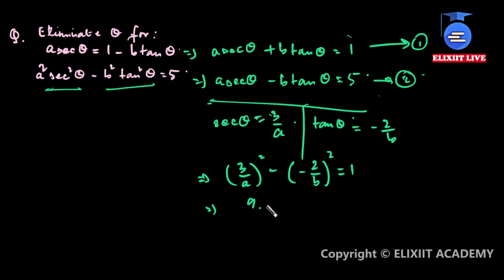So what is this actually? 9 by a square minus 4 by b square is equal to 1.